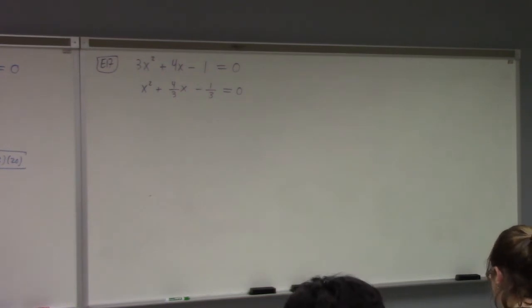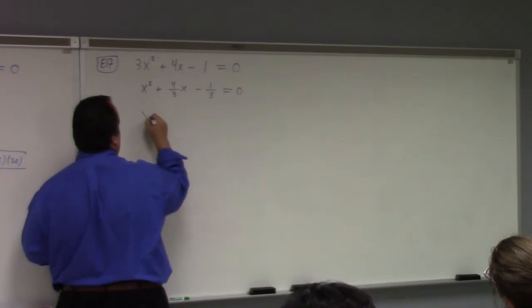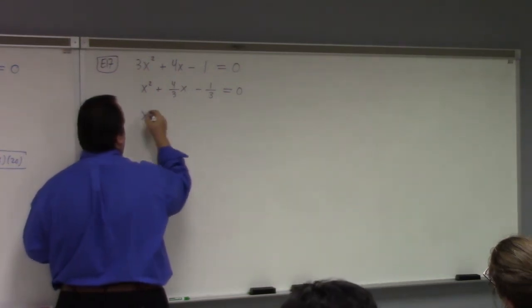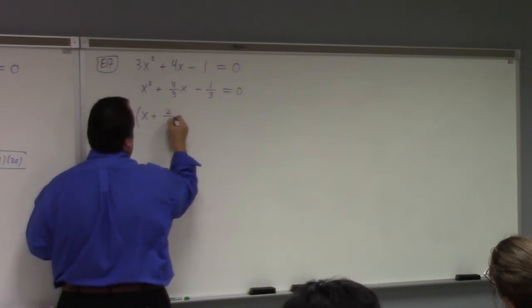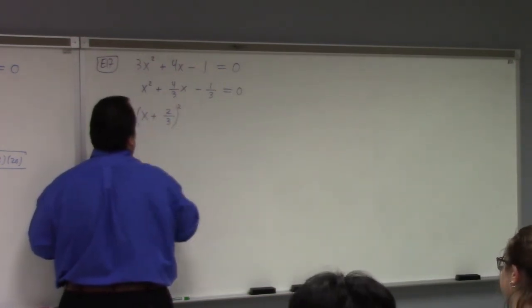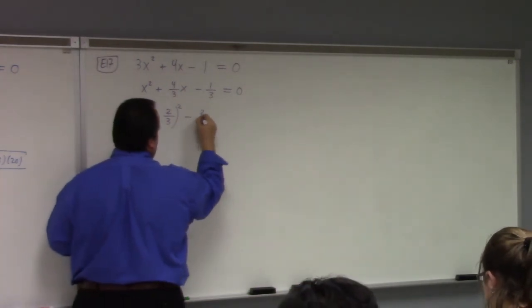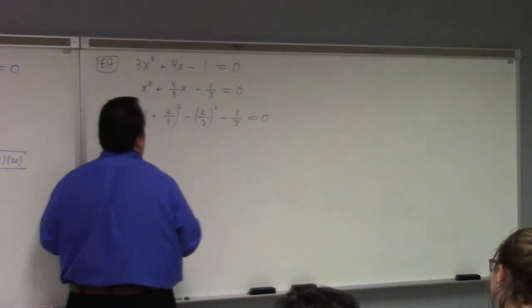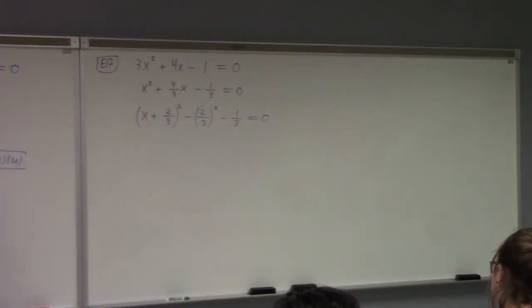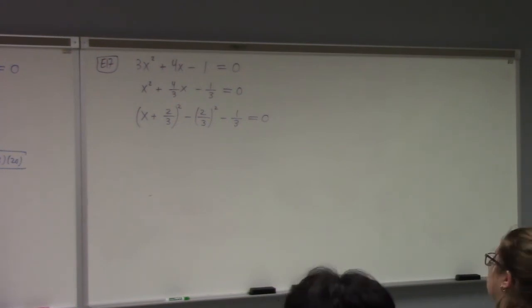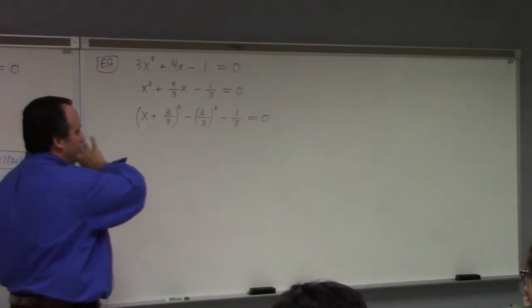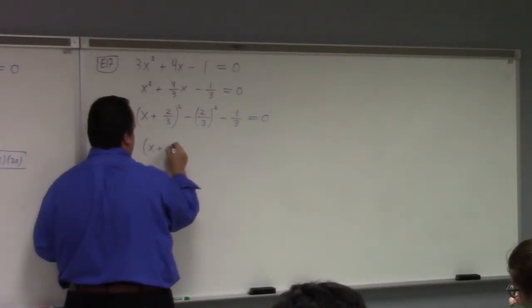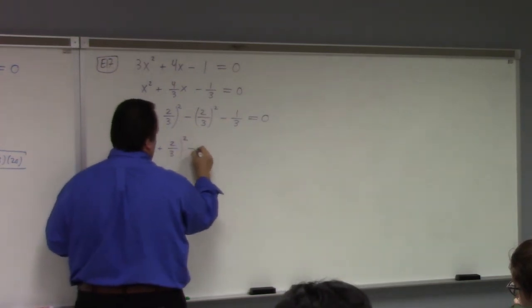Now I complete the square, which is to take half. What's half of 4/3, guys? Two-thirds, right? And then, to be fair, I have to subtract 2/3 squared. I like the square root property. I think that's a better way for you guys than factoring for most problems. So let's do the square root property idea. Isolate the square. So we have x plus 2/3 squared equals to what?